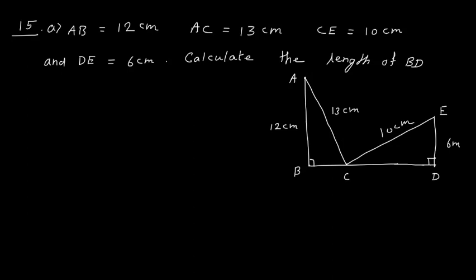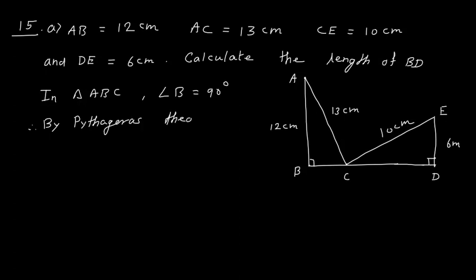So let us start. I will begin with triangle ABC. In triangle ABC, angle B is 90 degree. Therefore, by Pythagoras theorem, AC square is equals to AB square plus BC square.